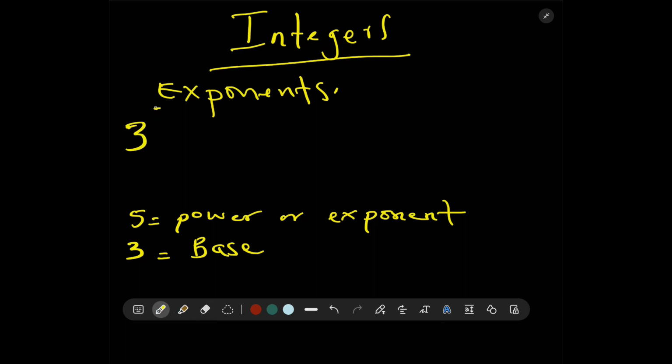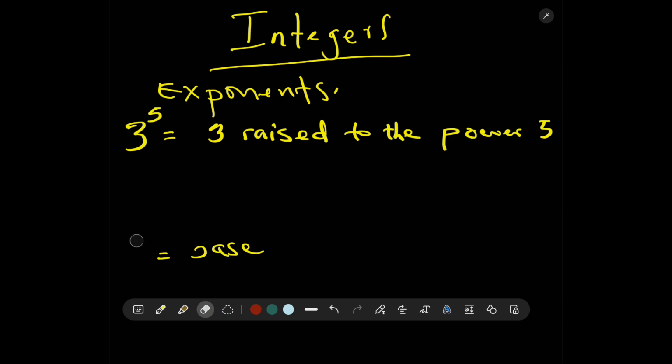We say 3 is raised to the power 5. So 3 is raised to the power 5. 3 exponential 5, that's another way you can say it. So that is the beginning of exponents.